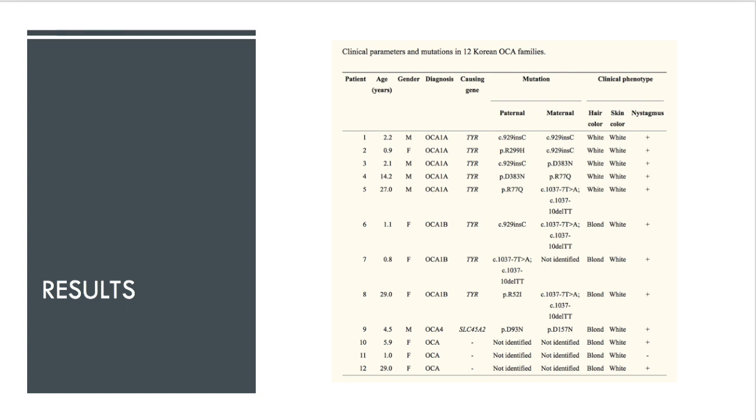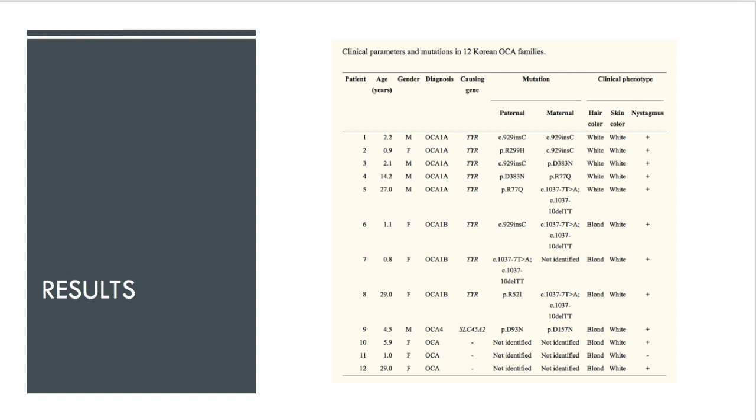The data here provides the patient's age, gender, diagnosis, causing gene, mutation, and clinical phenotype. I will quickly run through each of these categories for patient 1 for further understanding. At the top, we have patient 1, who is a 2.2-year-old male. He has been diagnosed with OCA1A, which is caused by the mutation of the TYR gene.